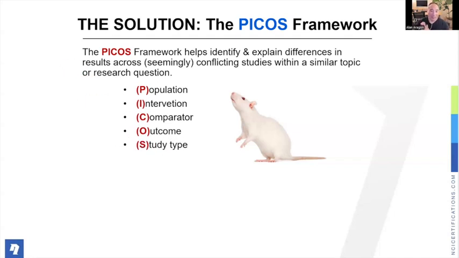S is the final letter in the acronym that stands for study type. So what is the nature of the research we're looking at here? The PICOS model works really well when you're looking at experimental or interventional research, okay?